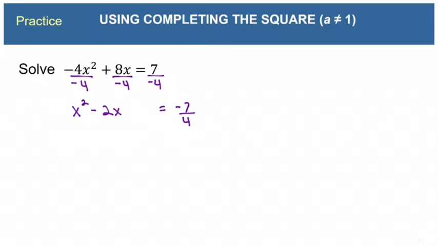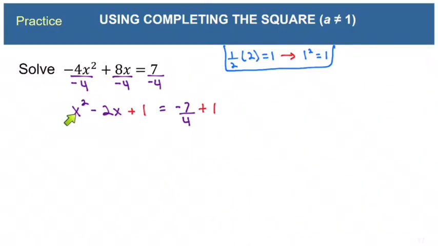So now let's figure out what to add to both sides. I see that my middle coefficient is 2, so half of 2 is 1, and then 1 squared is 1. So I'm going to add 1 to both sides. And now the left side is going to factor into this square root, this sign, and this square root squared. So x minus 1 squared. And the right side is -7/4 plus 1. Now you know that 1 is going to be equal to 4/4. So you have -7/4 plus 4/4, that's -3/4.